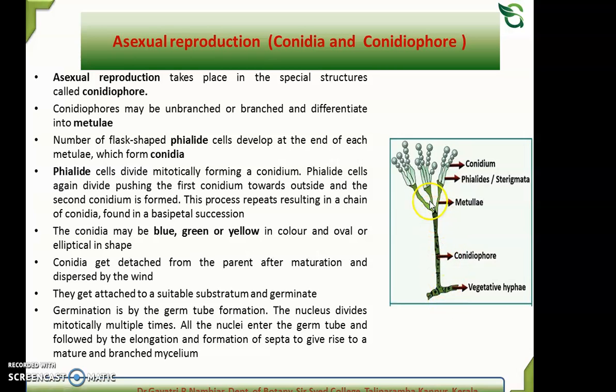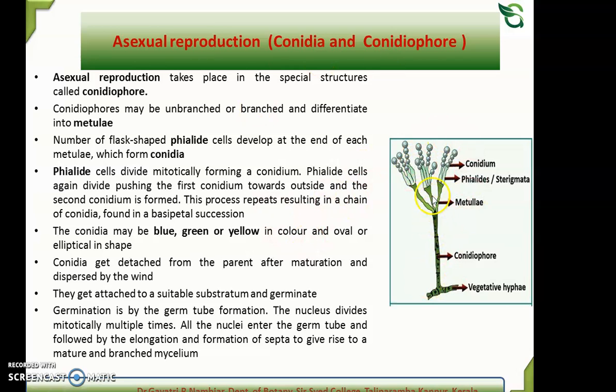This structure is differentiated into medullae, and a number of flask-shaped phialides develop at the end of each medulla, which form the conidia. So on the medullae develop the flask-shaped phialides or sterigmata. And these sterigmata cells divide mitotically, forming a conidium. Okay, and these cells again divide, pushing the first conidium towards the outside, and the second conidium is formed.